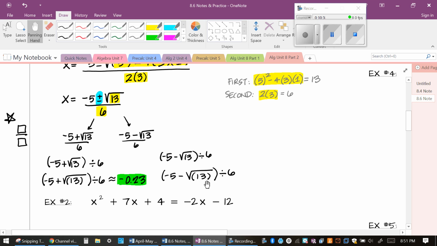So, okay. All right, give it a try. And your answer should be negative 1.43. So those are our two solutions for this quadratic.